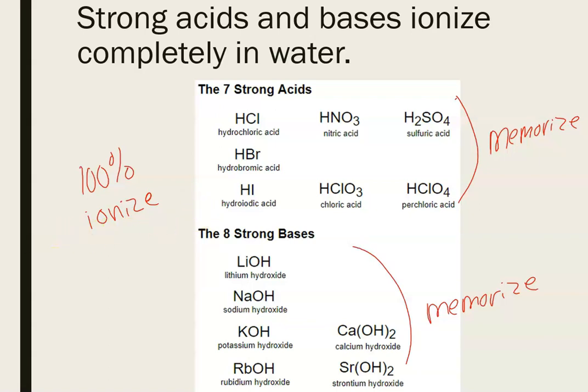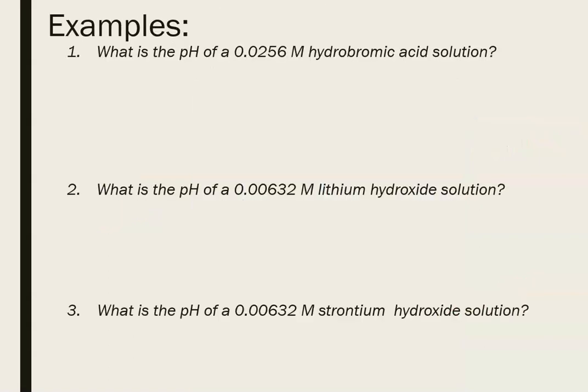So we're going to do 5 different types of problems. 1, 2, and 3 are pretty easy. 4 and 5 get a little bit more complicated. All right. So it says, what is the pH of a 0.0256 molar hydrobromic acid solution?